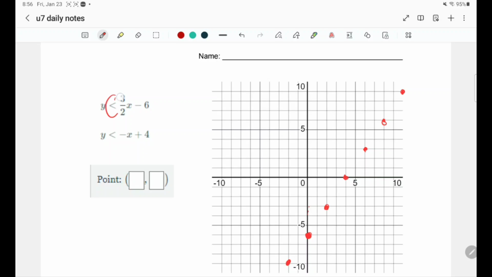All right, that is a less than. So that is a dotted line because there's no line under the symbol. It's not equal to. And then it is a shade below. So I look at my y-axis, and below that dot is right there. So all of this.